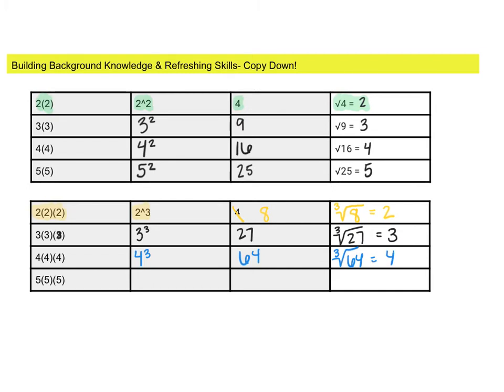And then the last one down here, 5 times 5 times 5 is 5 cubed. Well, 5 times 5 is 25. 25 times another 5 is 125. So if we were to take the cube root of that, we get 5. All right, so we're going to be working with squares and cubes today. Please make sure you have this down before we move on to the next screen.